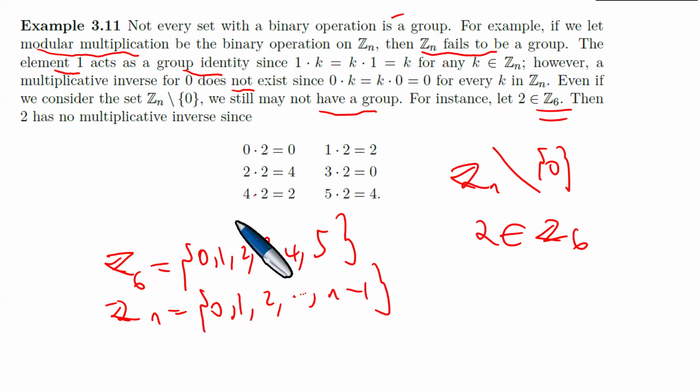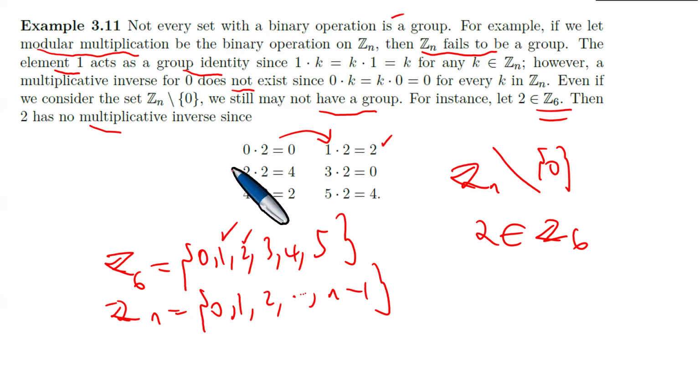Why? Let's check. We want to check the multiplicative inverse of 2. So we multiply 0 times 2, we get 0. The author of the book went across like this. So 0 times 2 is 0. Then you take 1. 1 times 2 is 2. We want to check if it has a multiplicative inverse, so that 2 must produce 1 in Z6.